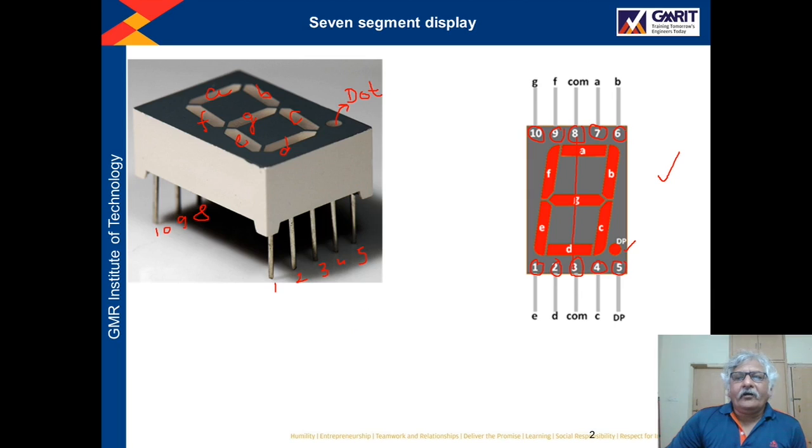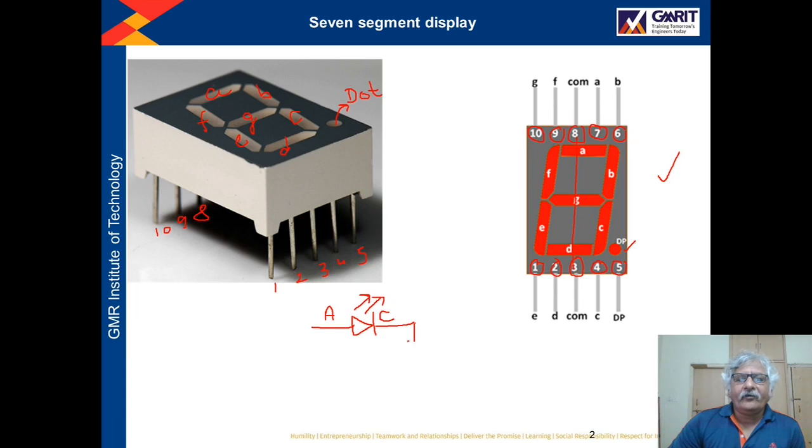Now in all these segments there is one LED. One LED is there in each segment, right? So this is the LED. Now to turn on this LED, there are two methods. One method is this. This end is called the cathode, and this end of the LED is called the anode. To turn on this LED, the anode should be kept at higher potential as compared to the cathode.